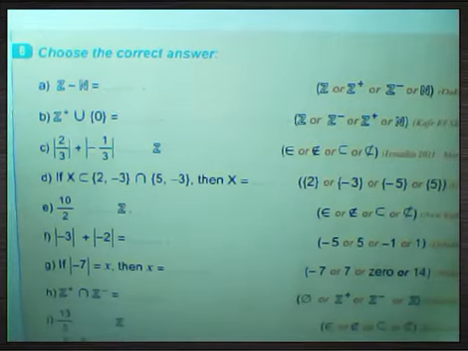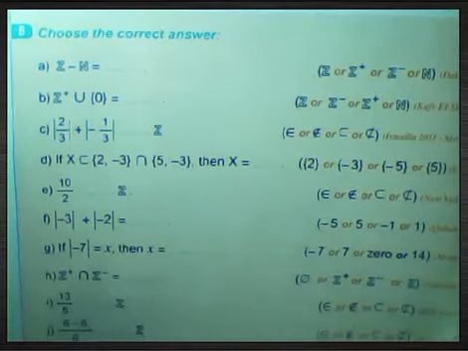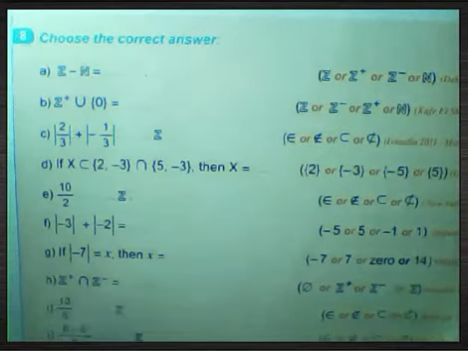Question 8, choose the correct answer. Z subtract N. Z subtract N, the result will be Z negative.